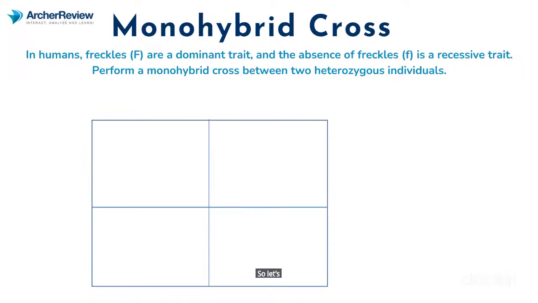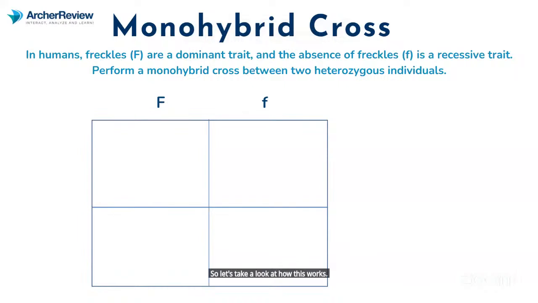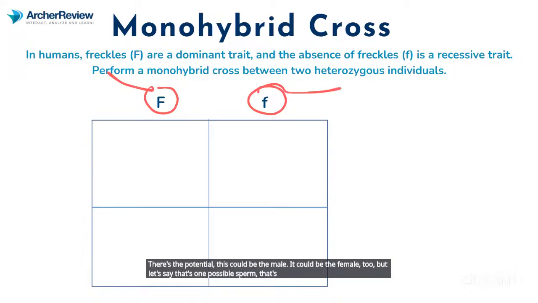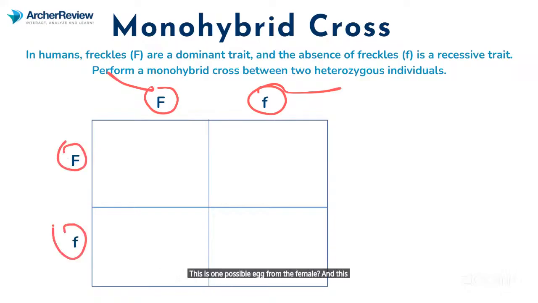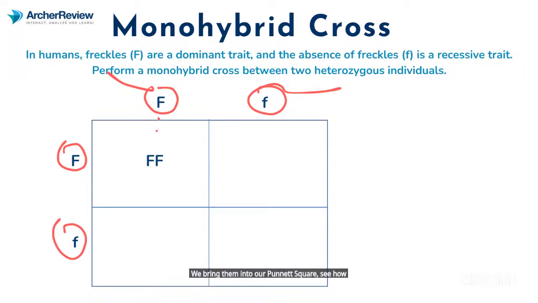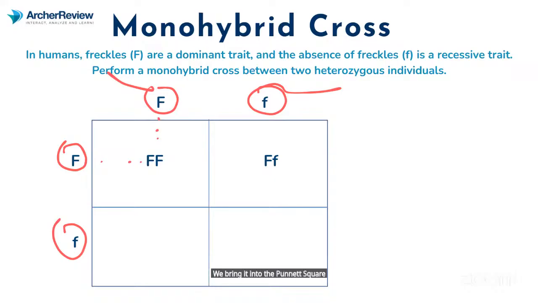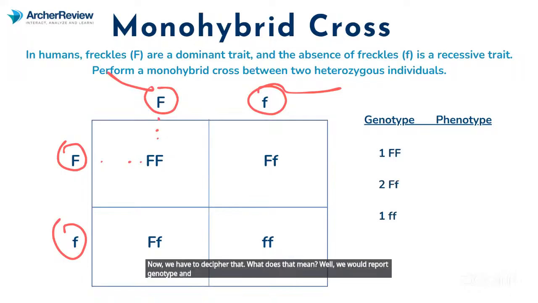So let's take a look at how this works. There's the potential, this could be the male. It could be the female too, but let's say that's one possible sperm. That's another possible sperm. This is one possible egg from the female, and this is another possible egg from the female. We bring them into our Punnett square. See how we brought one down, we brought the other over. We bring it into the Punnett square, one over, one down, one down, one over, one down, one over. Okay? Now we have to decipher that. What does that mean? Well, we would report genotype and phenotype. Okay?